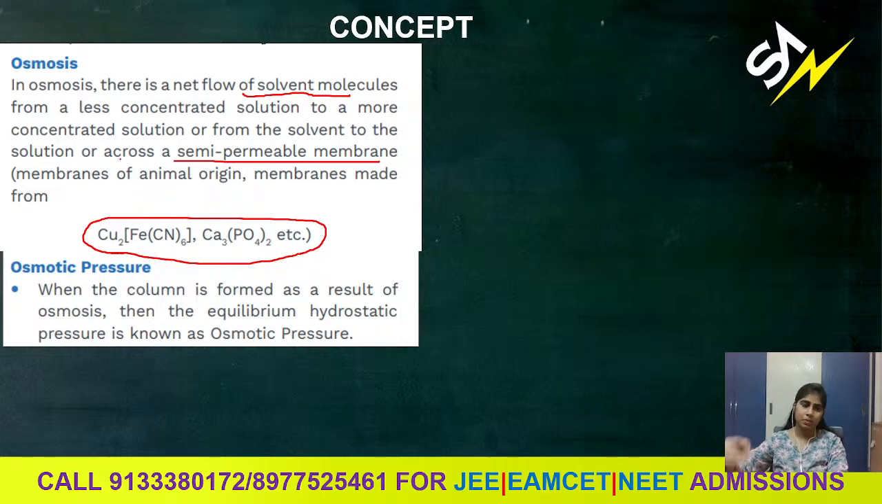Now from osmosis we will define osmotic pressure. So what is osmotic pressure? When a column is formed as a result of osmosis, the equilibrium hydrostatic pressure is known as osmotic pressure. While the osmosis process is occurring, you can see the flow of the solvent molecules into the solution. It means one column consists of solvent and one column consists of solution.